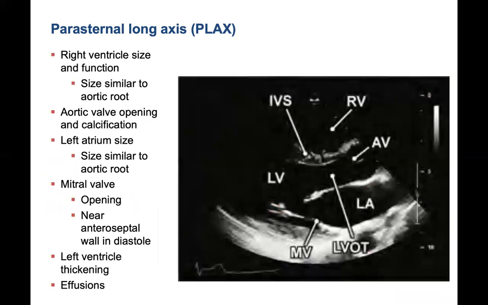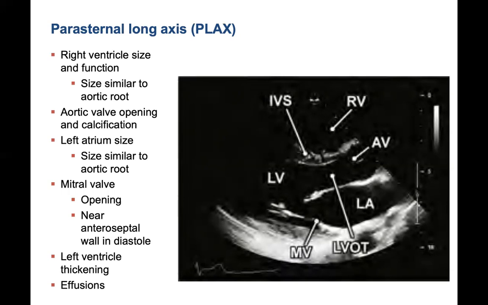And what are we going to evaluate in the parasternal long axis view? Well, this is usually the first view I get, and I get an overall sense of a lot of things about the heart. So we can look at right ventricular size and function. This is not the best view to look at right ventricular size, but it can give me a window into the right ventricle, how it's working. The right ventricle should be about the same size as the ascending aorta or the aortic root, and it should be the same size as the left atrium. So if it's dilated, that can be something we might notice. Again, not the best view for the right ventricle size, but we can use it.